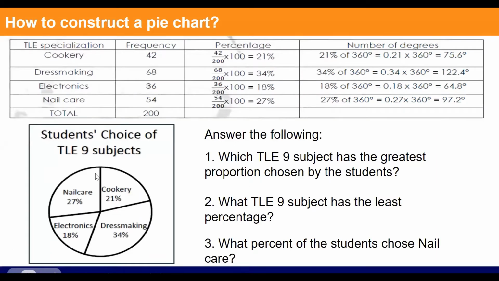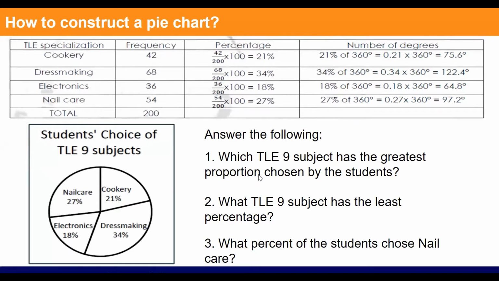Okay, so this is now our pie chart. The title: Student's Choice of TLE 9 Subjects. 27% nail care, cookery 21%, electronics 18%, and dressmaking we have 34%. It is obtained with the use of compass and protractor. Now answer the following questions.